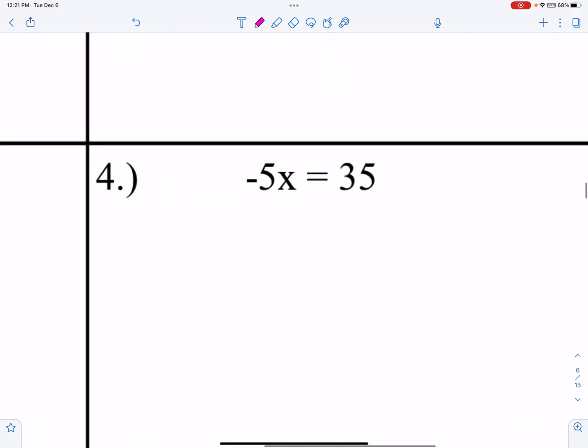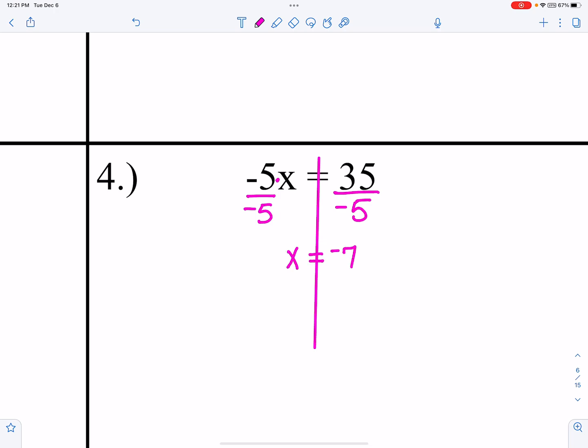All right, let's go ahead and do this one. Now notice I don't have a fraction, so I can easily just do the opposite operation and do the inverse. So I have times a -5, I can just divide by -5, which still, notice, creates the 1x. Do that to both sides, because what we do to one, we do to the other, and we end up with x equals -7.